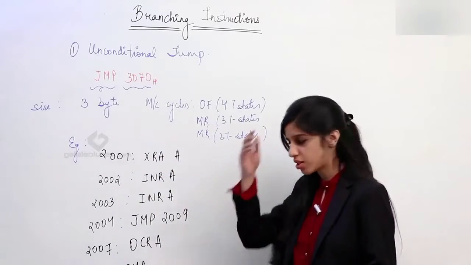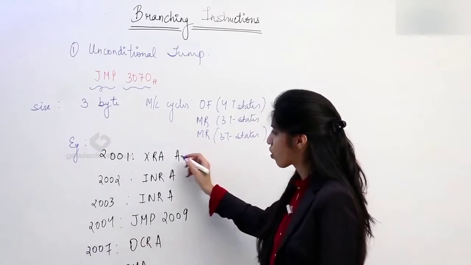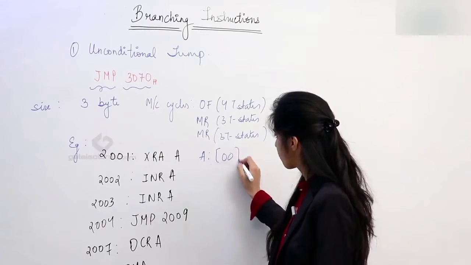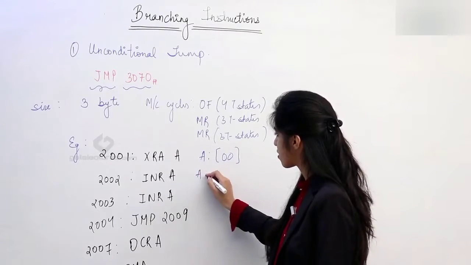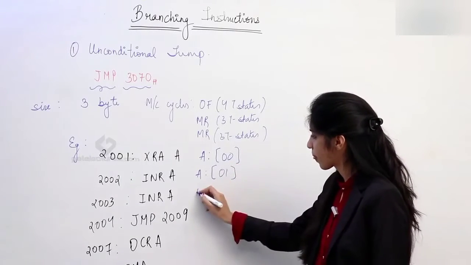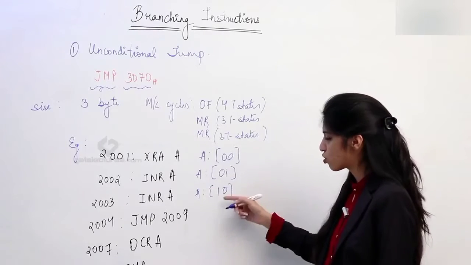So what happens in this program is, XOR A means A is XORed with its own content, so the content of A is going to be 0, 0. After execution of the next instruction, the value of A is incremented, so A is going to be 0, 1. Again we increment A, so A is going to be 1, 0, which is 2.